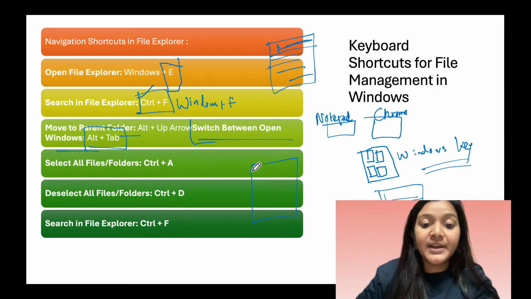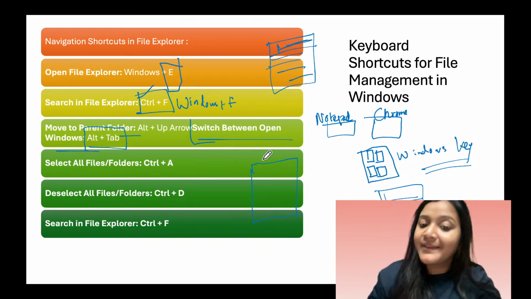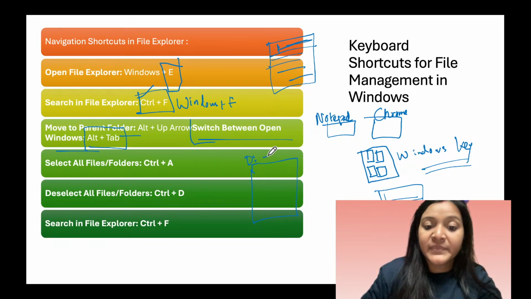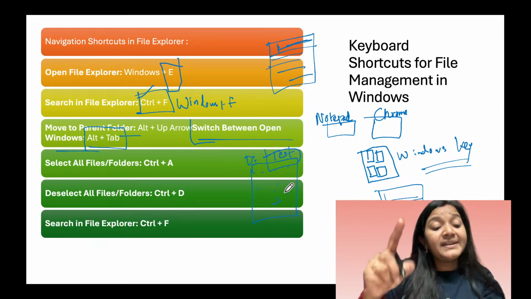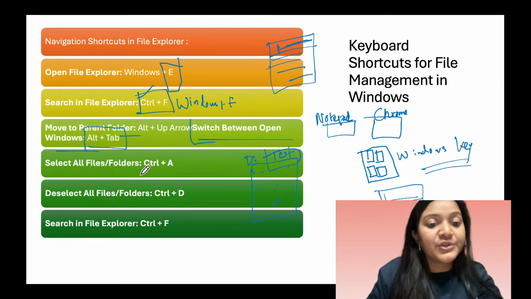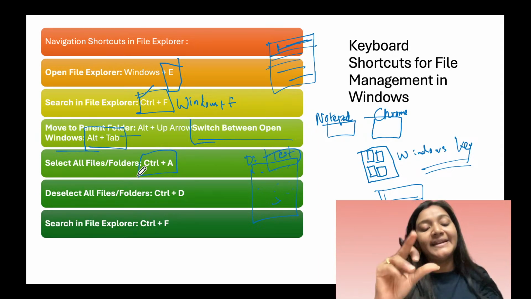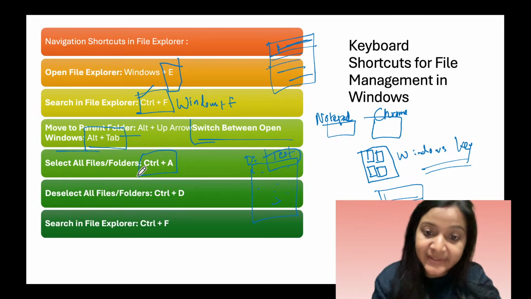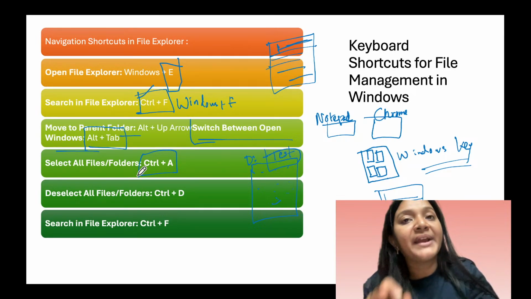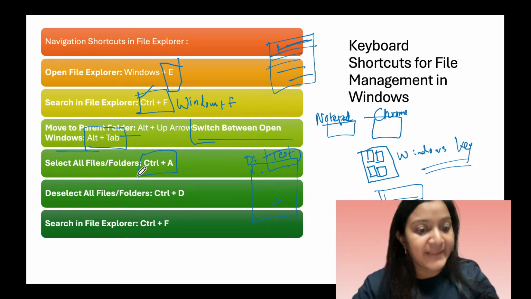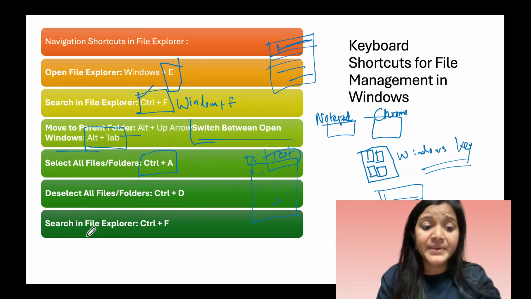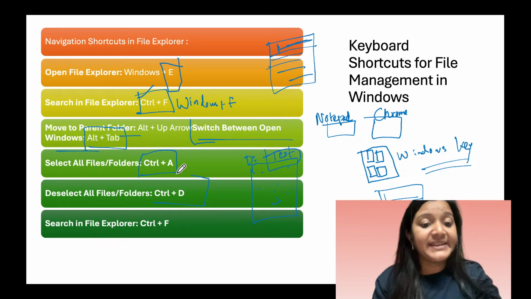Next is, if you have to select all files or all folders. All files means what? In one window, whichever is open. Let's say D drive is open. In D drive, you have a folder named test. In this folder, let's say you have 50 files. You want to select all the files, then press Control plus A. Control plus A is the select all option, not only over here, but also if you are working in Microsoft Word and want to select all the text, there also you do Control plus A. And on the contrary, deselect is Control plus D.